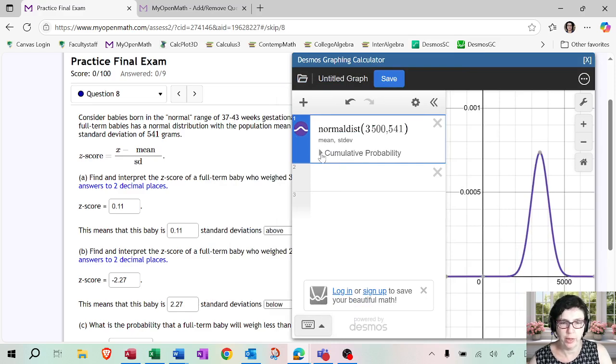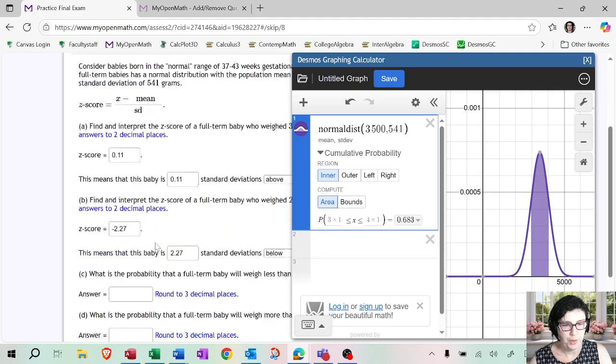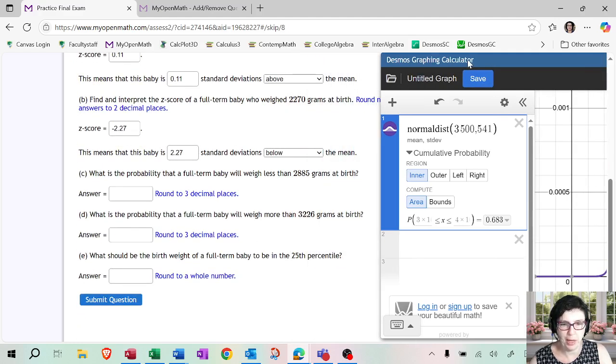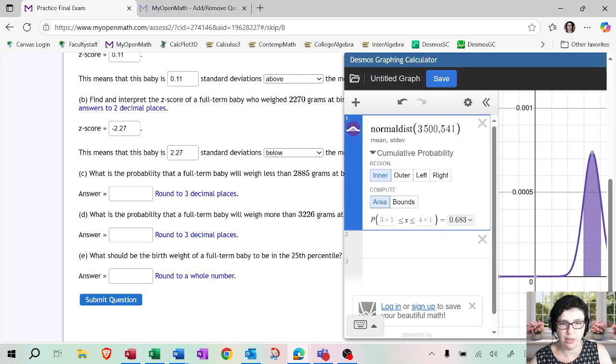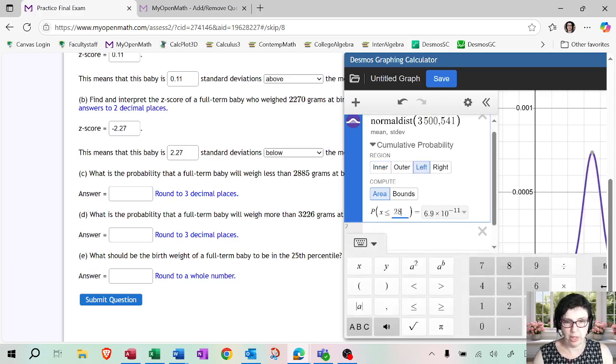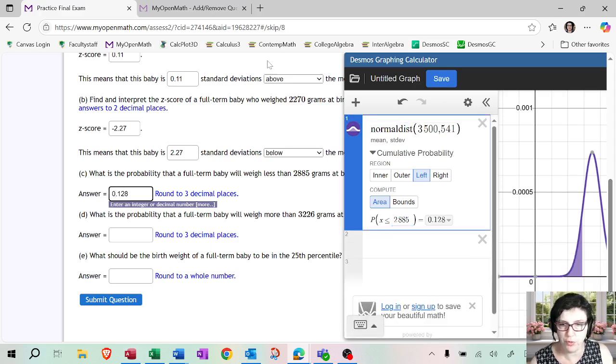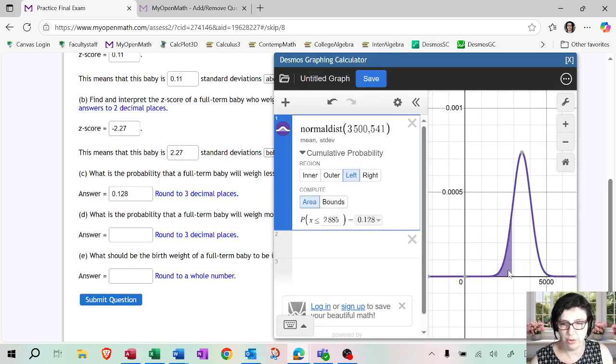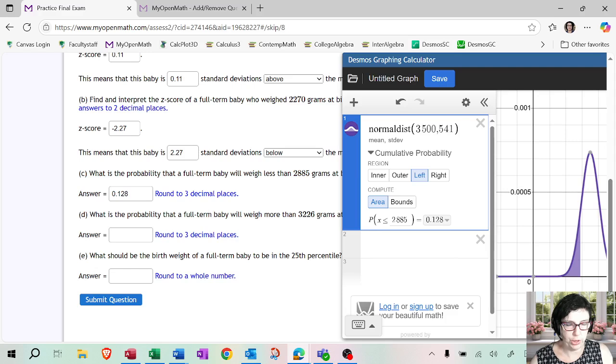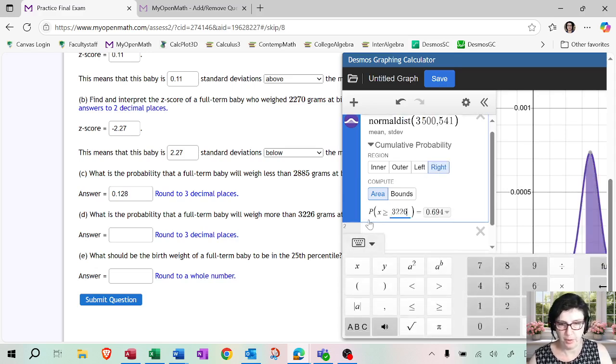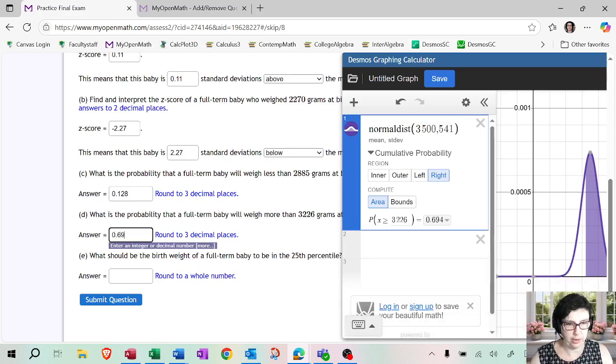Let's go ahead and expand the cumulative probability. The first question says, what is the chance that the baby weighs less than a certain number? If it's a less than, we're using the region left, and then we just put 2,885 in the blank, and that value is 0.128. Also visually confirm that the area shaded is the area to the left of your number. The next question says, what is the probability that the baby weighs more than 3,226 grams? For more than, we use the right region. So let's delete this number, and the value we get is 0.694.